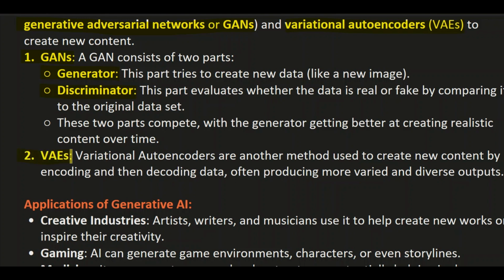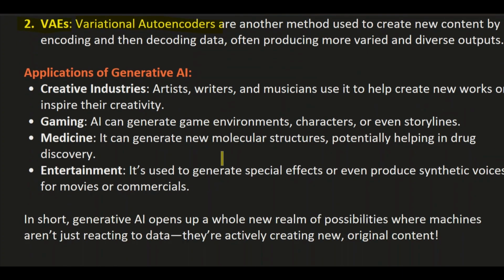2. VAEs. Variational autoencoders are another method used to create new content by encoding and then decoding data, often producing more varied and diverse outputs.